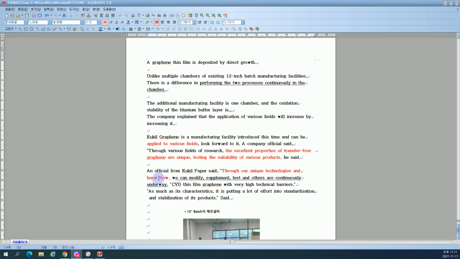An official from Kugel Paper said, "Through our unique technologies and know-how, we can modify, supplement, and test, and the others are continuously on the way. See with the simple graphene with very high technical barriers. As much as its characteristics, we are putting a lot of effort into standardization and stabilization of its product," he said.